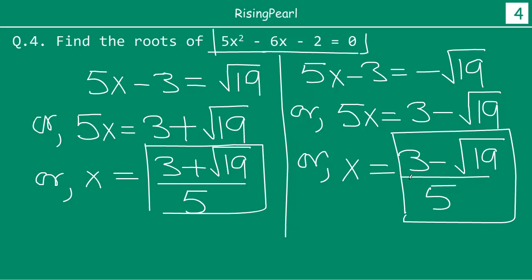So as you can see, friends, this is why it is very important to know the completing the square technique, because there are times when you cannot do middle term factorization. Even if you want to, you cannot do that, and then you have to use the completing the square technique.